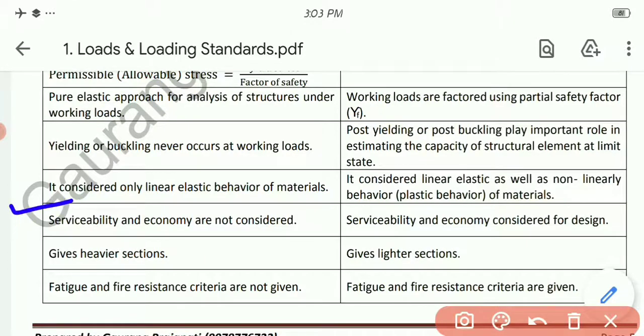The working stress method considers only the linear elastic behavior of the material, while the limit state method considers linear elastic as well as non-linear behavior of the material. In the working stress method, serviceability and economy are not considered, while in the limit state method, serviceability and economy are considered for the design. The working stress method gives heavier sections, while the limit state method gives lighter sections. And lastly, in the working stress method, fatigue and fire resistance criteria are not given, while in the limit state method, fatigue and fire resistance criteria are given.